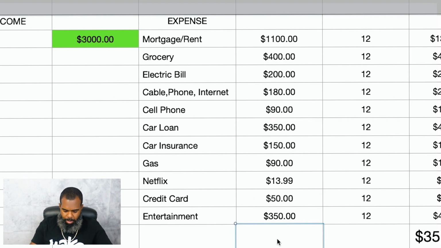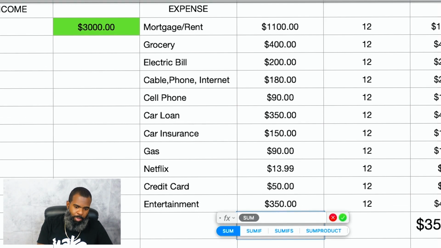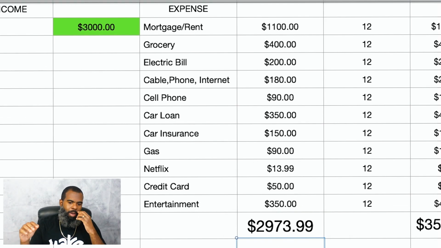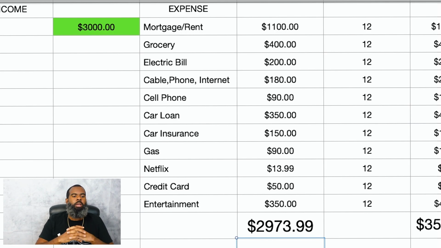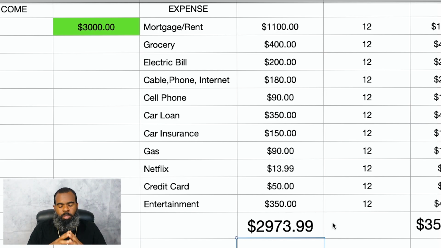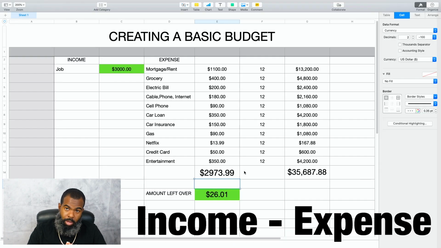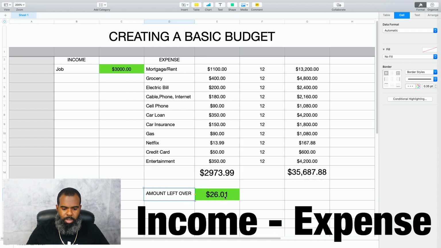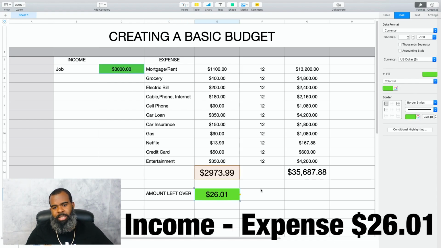Since I'm on Excel, I'm gonna use the Excel formula to do the math. All right, so as we can see, this person spends $2,973.99 a month. So the next thing that you need to do in order to find out if you're living within your means is to take your income minus your expenses. In this case, this person spends $2,973.99 a month. So I did the math already in Excel. They're left with $26.01 after they pay all their expenses every month.